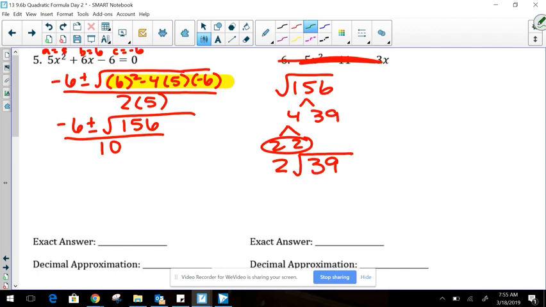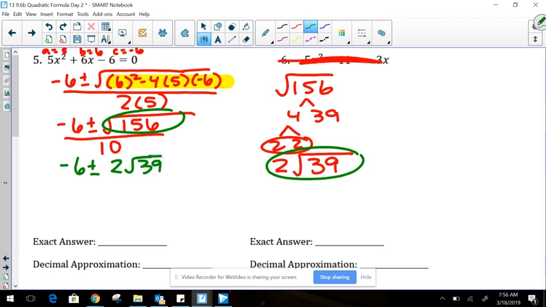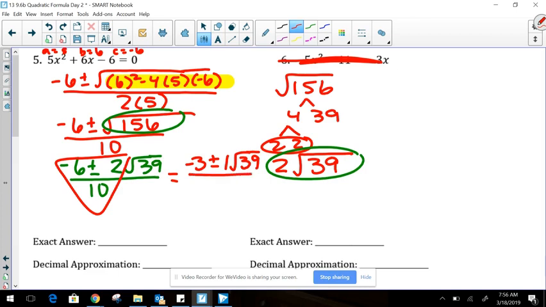So now I'm going to replace this with this part. So I have negative 6 plus or minus 2 root 39 all over 10. Look at your triangle. Do I have a triangle of power? Yeah, I can divide them all by 2, right? So I'm left with negative 3 plus or minus 2 divided by 2 is just 1. You can write the 1 or you can leave the 1. It doesn't matter. 10 divided by 2 is 5. Okay, so that is my simplified exact answer.